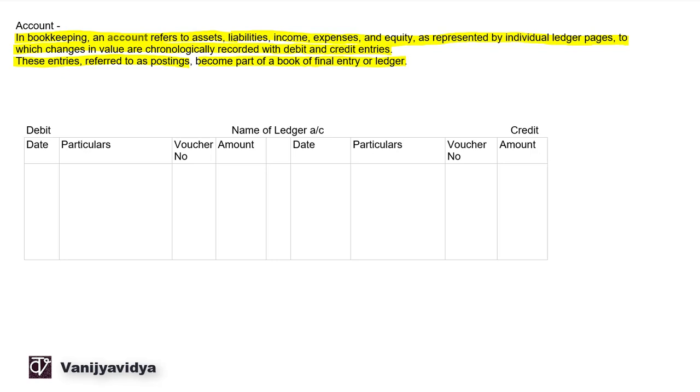Okay, now this is a format of a ledger account. Name of the ledger, then this side will record all the debit entries, this side will record credit entries. Then we have date, particular, voucher number, amount. So at the end of every period, say 1 year, what we do is we see the number of debit entries, number of credit entries, and we try to balance the ledger account and transfer the balance to the next period. Okay, so this was about account.